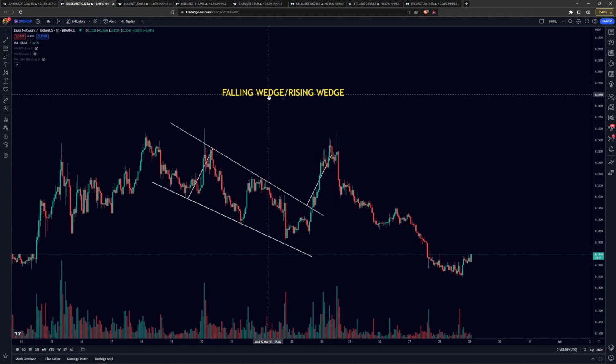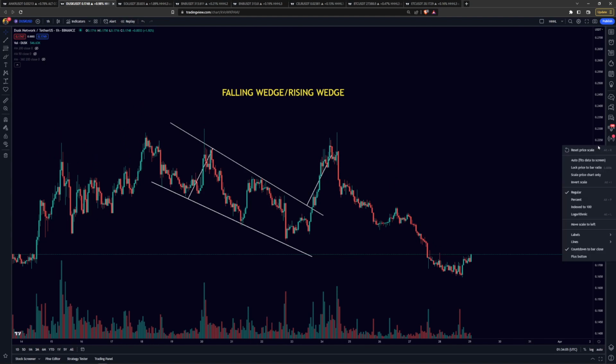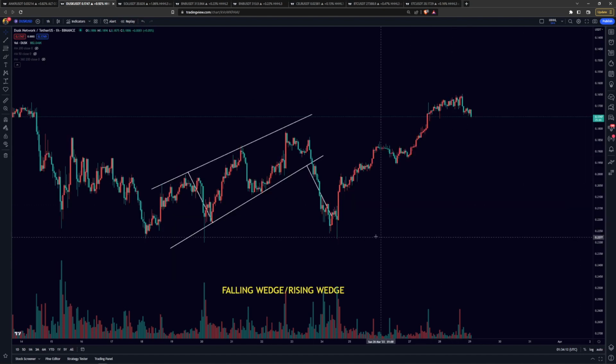Now the same thing here, you could turn this into a rising wedge by inverting the chart. So if you go into the right hand side where your price scale is, if you right click on it, come down here and you can see invert scale. Click on that and that'll turn your chart upside down.